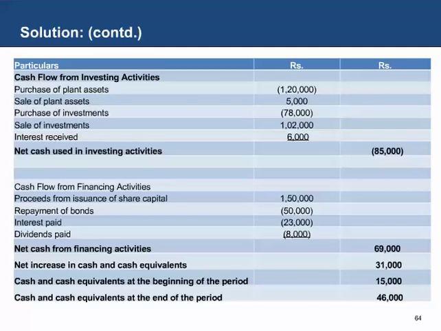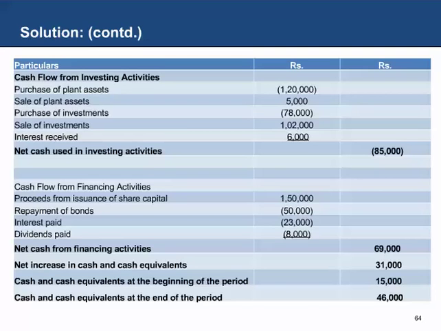Purchase of investments is 78,000. However, the sale of investments as given in the question is 1,02,000. Interest received is a cash flow from investing activities which we adjusted in the net profit before tax in operating activities, and is now shown here as a 6,000 positive item, which is a cash inflow. Thus net cash used in investing activities, because it's a negative item, is 85,000.